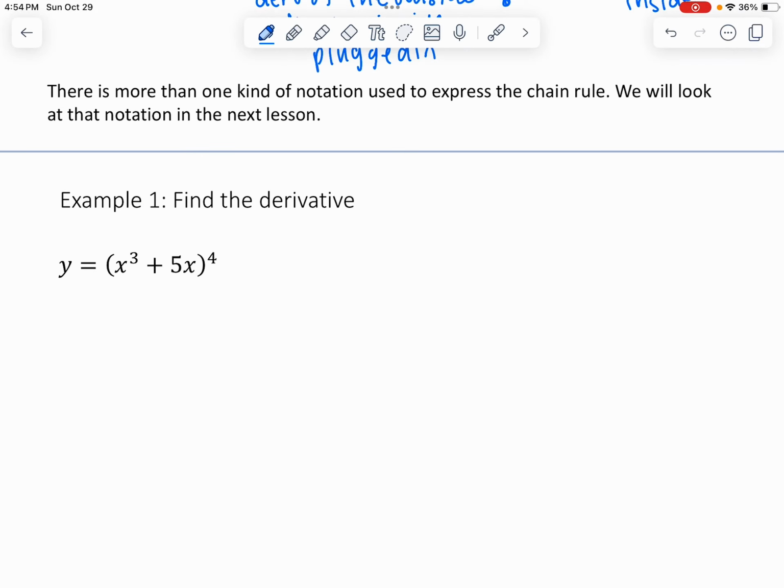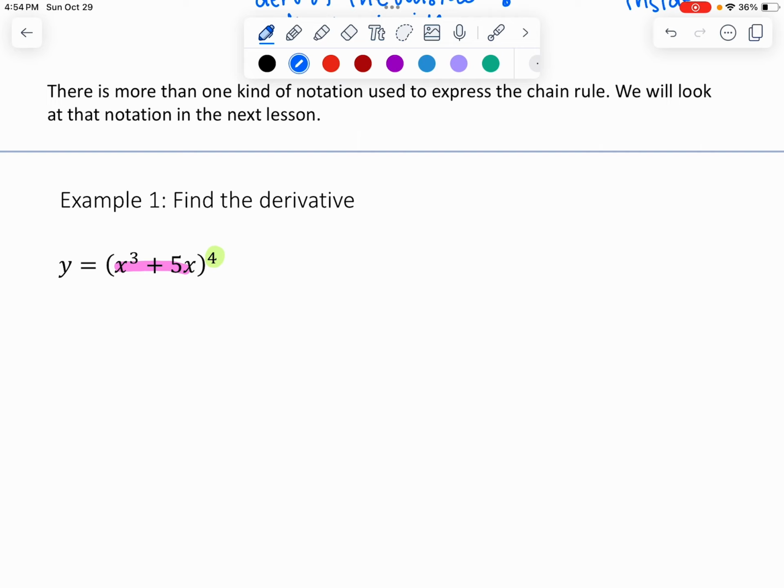This is a composite function, and it might not look like one from the outside, but there are two functions here. There's the inside function x cubed plus 5x, and then there's the outside function, which is essentially x to the fourth power. Because of that, you need to use the chain rule because it's a composite function. The only way you could avoid it is if you expanded x cubed plus 5x to the fourth power, and that would take way too long.